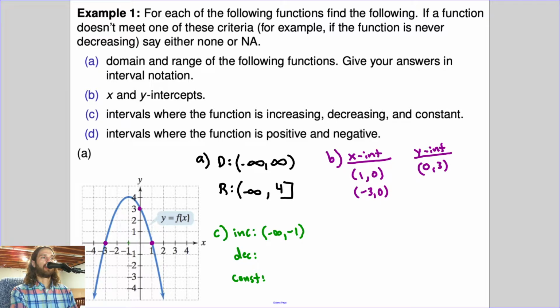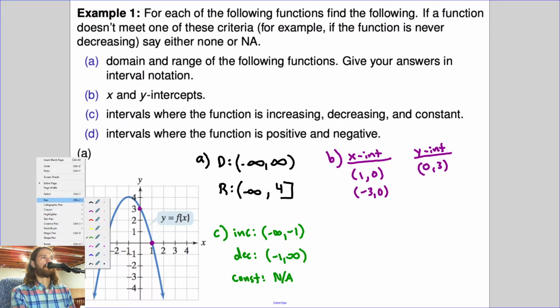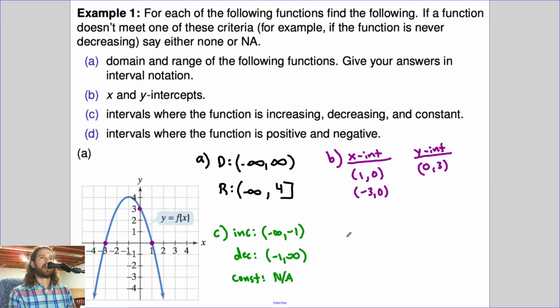Where is it decreasing? We're heading downhill from negative 1 this direction. Okay, so that goes on forever. That's from negative 1 to infinity. And where is this constant? Constant, remember, looks like a horizontal line. It's constant nowhere, so we just say not applicable. And lastly, intervals where it is positive and negative.